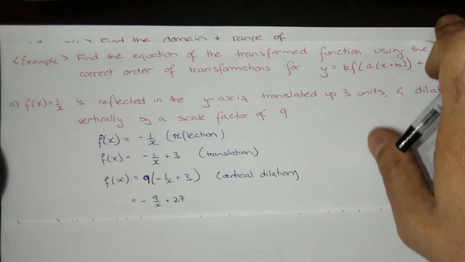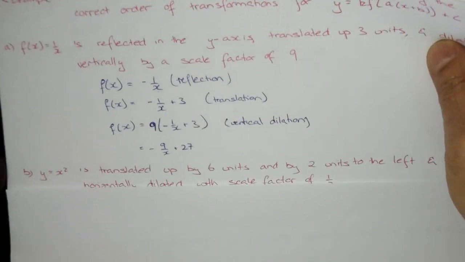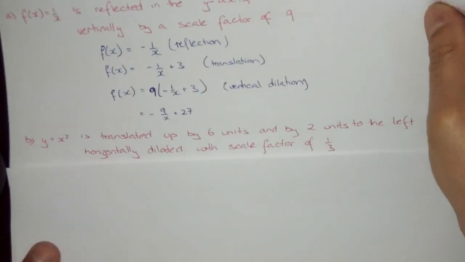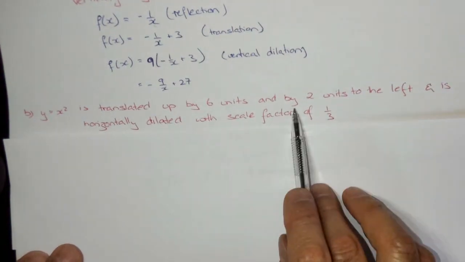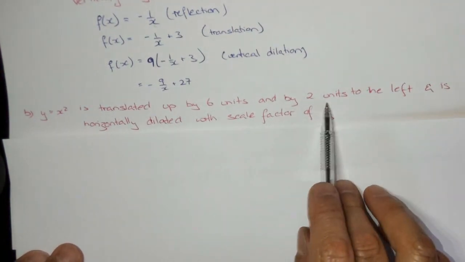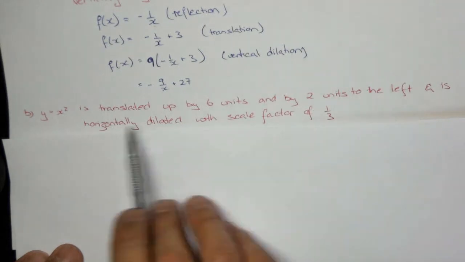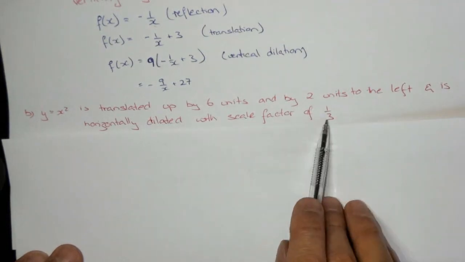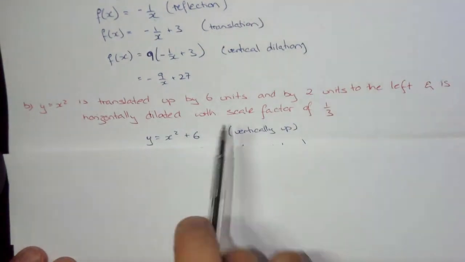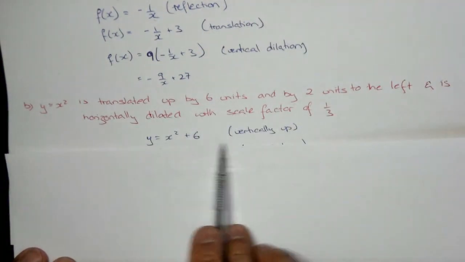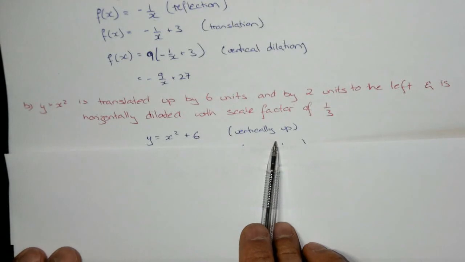So let's look at the next example. We've got y equals x squared. We're going to translate it up by 6 units. Then we're going to translate it to the left by 2 units. And then horizontally dilate that with a scale factor of a third. Okay. So if we translate it up by 6 units, we get x squared plus 6. That's the vertical translation.